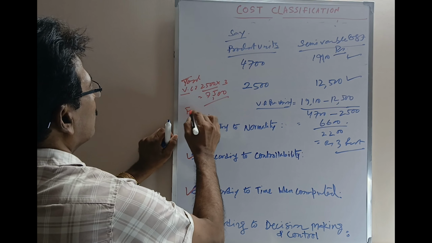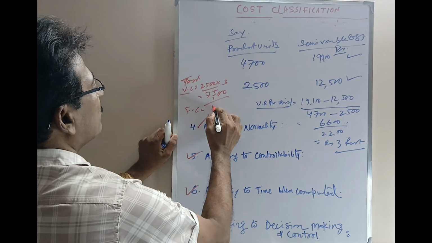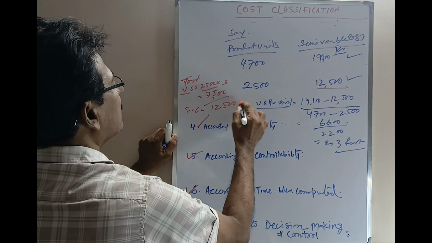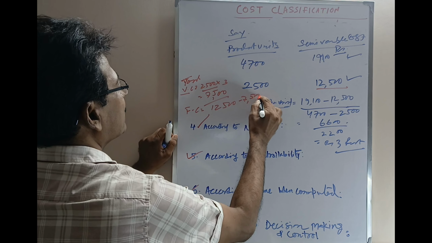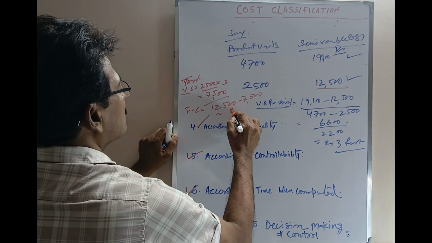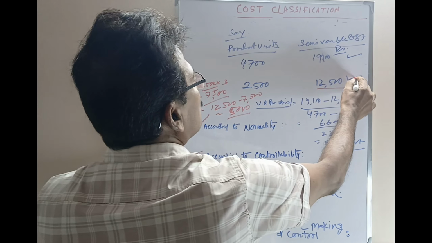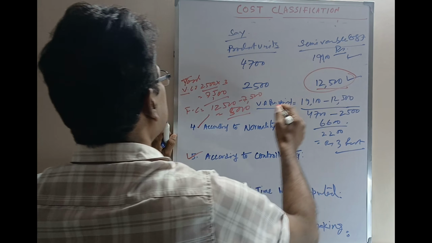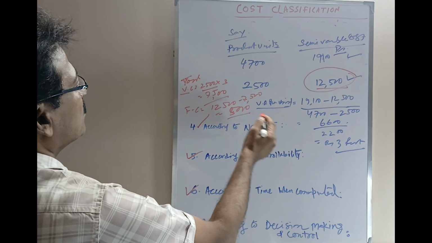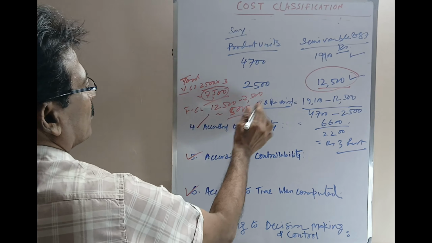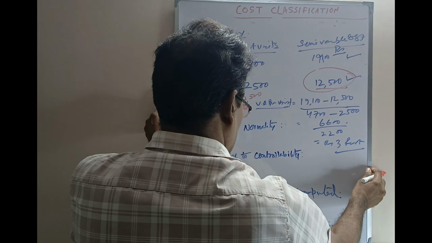So what is the fixed cost? Fixed cost is the balance amount. Total cost is 12,500 minus 7,500, that is rupees 5,000. So 5,000 is the fixed cost. So this total semi-variable cost has been segregated by the high and low method. 7,500 is the variable cost and fixed cost is 5,000 rupees. Okay.